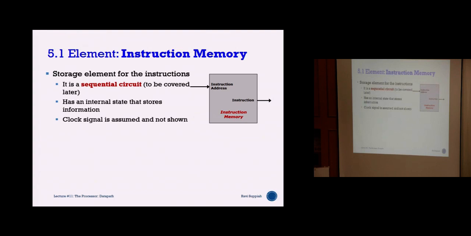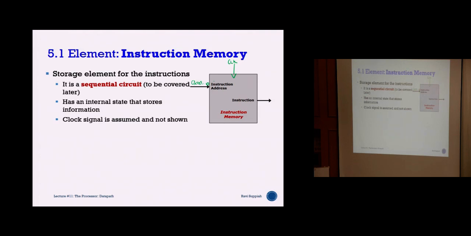This memory is nothing more than a sequential circuit. We will cover more of memory later on. Of course, for memory you still have a clock, which is not shown at the moment. When I provide the address here, I also have a clock. When you talk about digital circuits, you have combinational circuits and sequential circuits. Combinational circuits just perform the operation without any clock, so you don't need a clock, whereas a sequential circuit requires a clock.